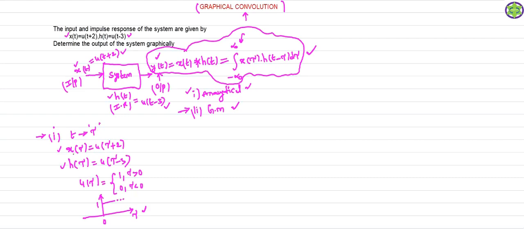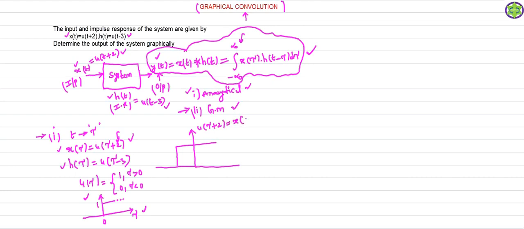Now I want x of tau, which is equal to u of tau plus 2. How can you plot u of tau plus 2? Here u is nothing but the unit step function. When it is plus, we shift the unit step function to the left-hand side by 2 units. Therefore your u of tau plus 2 is like this.